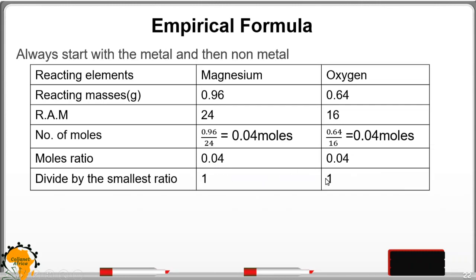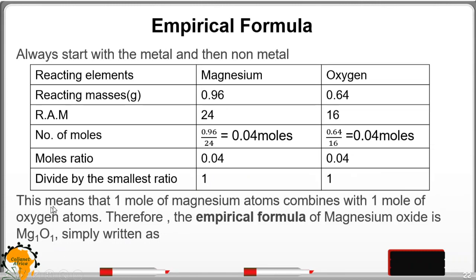1:1. Therefore, it means that 1 mole of magnesium combines with 1 mole of oxygen atoms. Therefore, the empirical formula, or the simplest formula, for magnesium oxide is Mg1O1, simply written as MgO. Here I want you to note that this one goes with the magnesium and this one goes with the oxygen.